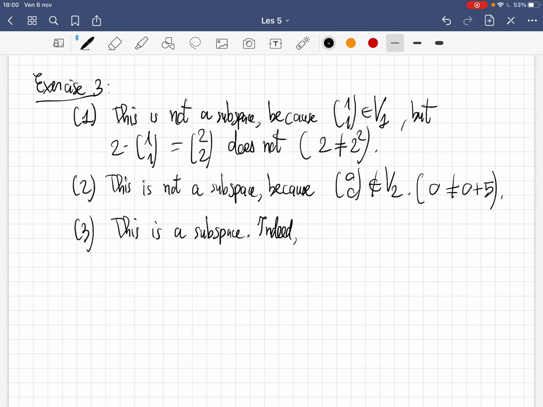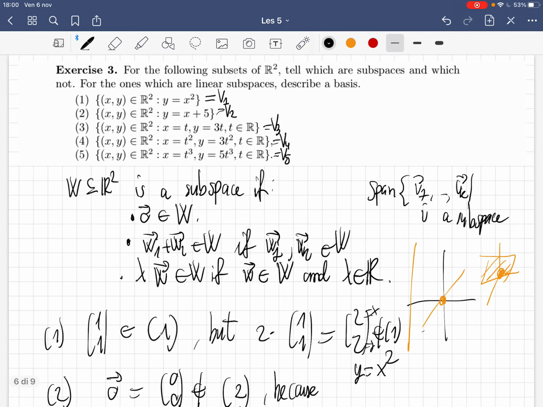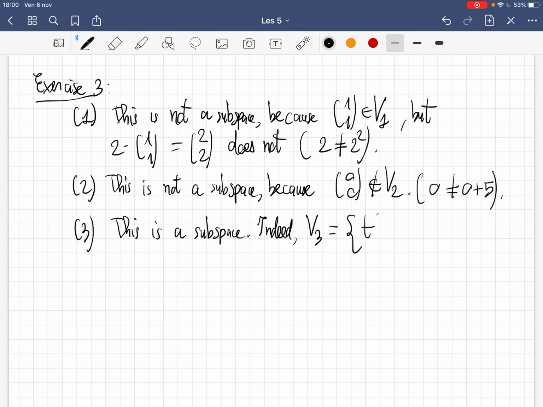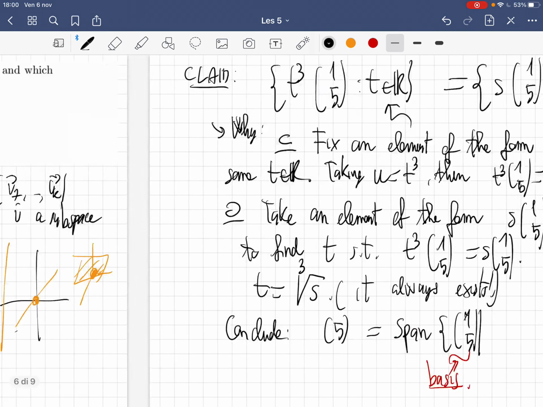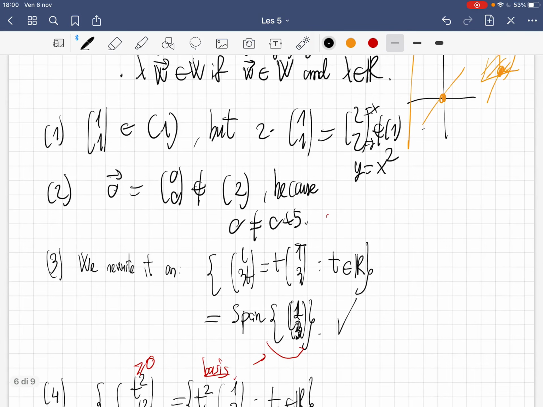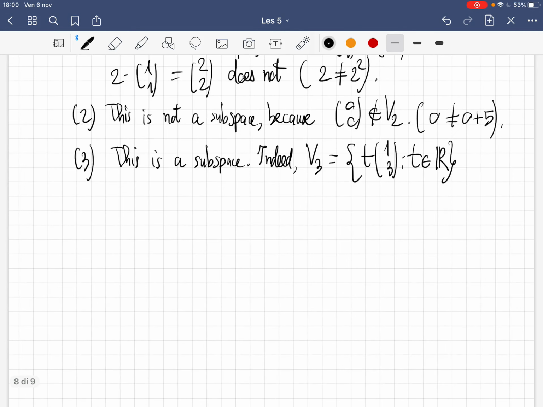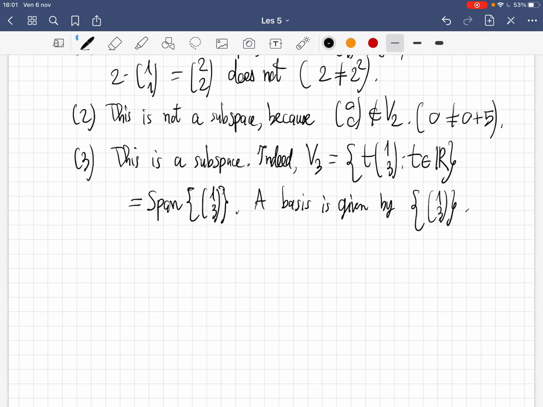Indeed, V3 is equal to T. Is it correct? Yes. Which is exactly the span of (1, 3). The basis is given by this.